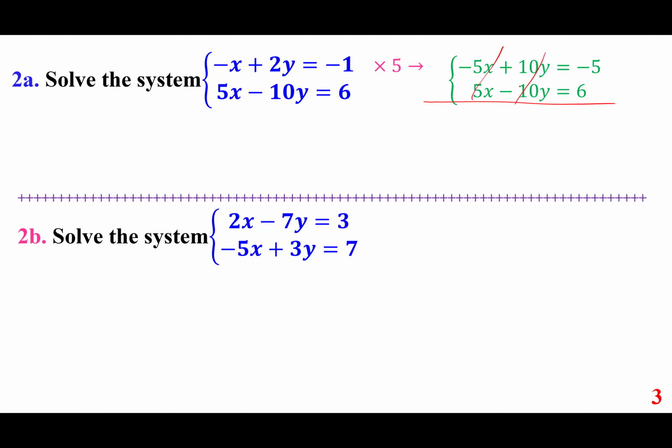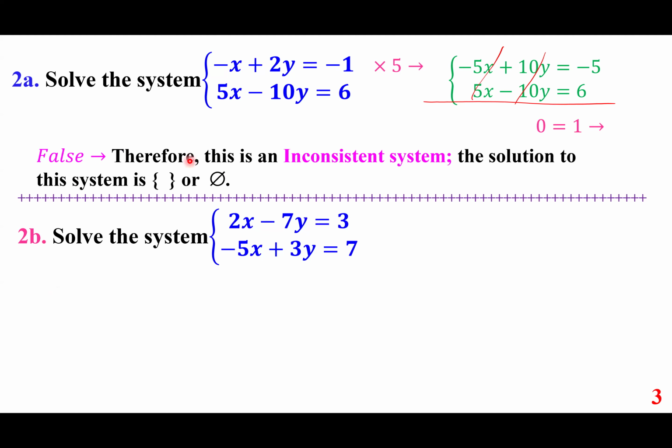If I add them up, these two cancel each other. So the left side becomes 0, but the right side is not 0, it is equal to 1. That's a contradiction. That's a false statement. So false. Therefore, this is an inconsistent system. The solution to the system is an empty set. You use a couple of braces, nothing in it, or phi. This is phi representing an empty set in set theory.